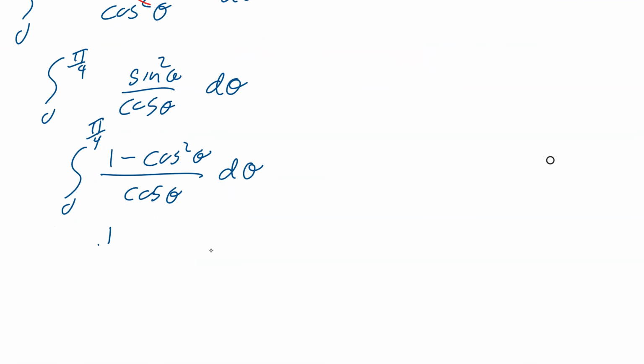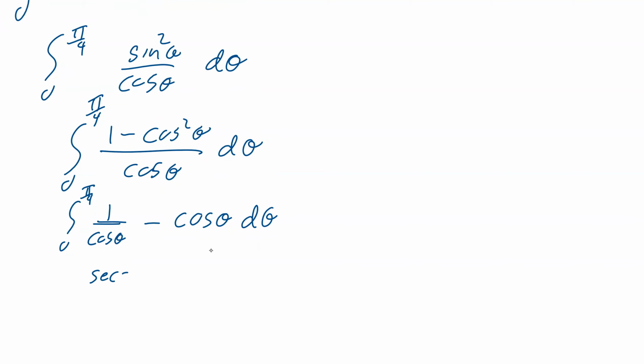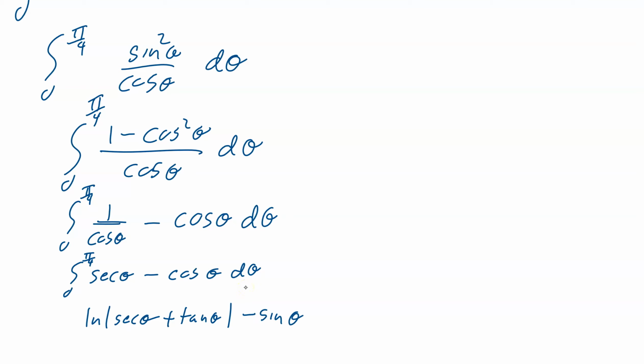So this is 1 over cosine theta minus cosine squared over cosine theta. That would just give us cosine theta d theta from 0 to pi over 4. And so this becomes secant theta minus cosine theta d theta, and you can start to get excited because you know that you can find these. The integral of secant theta is the natural log of secant theta plus tangent theta, and then the integral of negative cosine would just be minus sine theta as well.